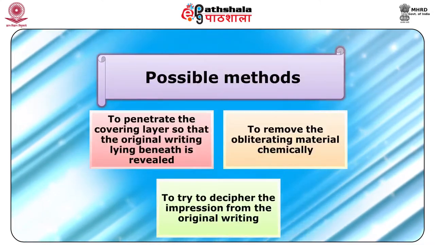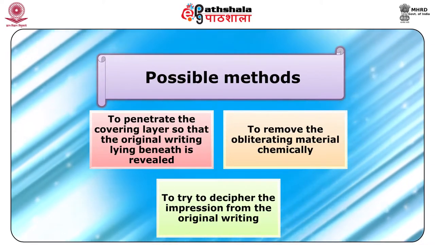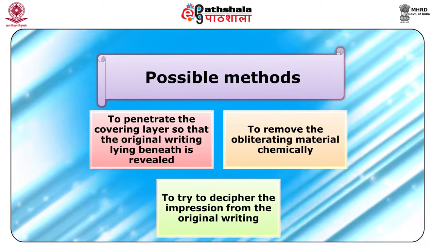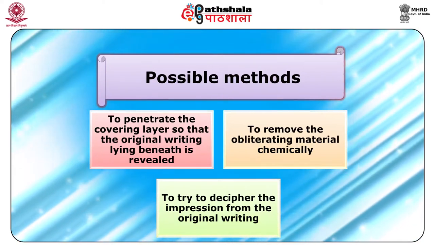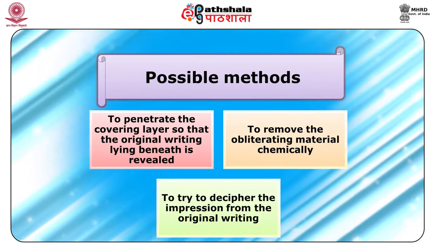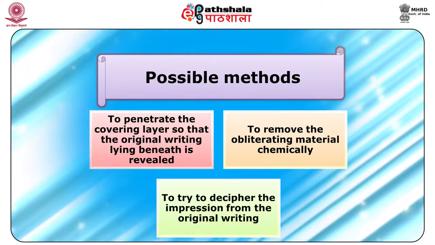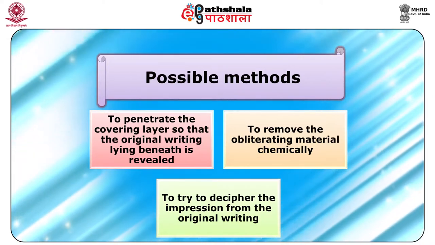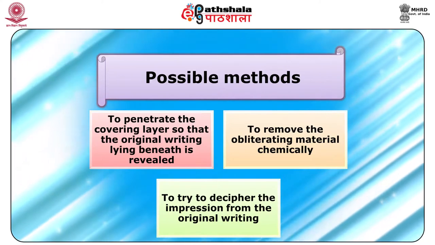Successful decipherment or restoration depends principally upon the medium employed for the original writing and the covering material. There are three possible methods of solution. First is to penetrate the covering layer so that the original writing beneath is revealed. Second, to remove the obliterating material chemically or by some other means while the original writing remains untouched. And third, to try to decipher the impression from the original writing or typewriting that has not been destroyed by the obliterating action.